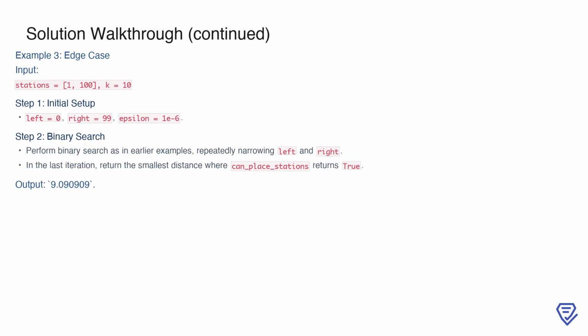We perform binary search as outlined earlier, repeatedly computing the midpoint and checking if the additional 10 stations can sufficiently reduce the maximum gap. Through multiple iterations, the range is narrowed until right-left is less than or equal to epsilon. The smallest maximum distance that satisfies the conditions is found to be approximately 9.090909, and this value is returned as the output.